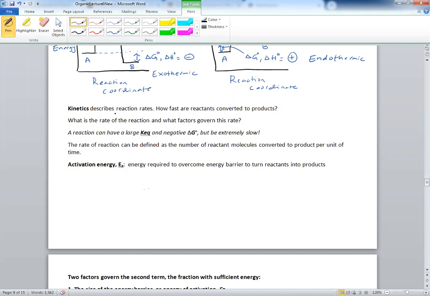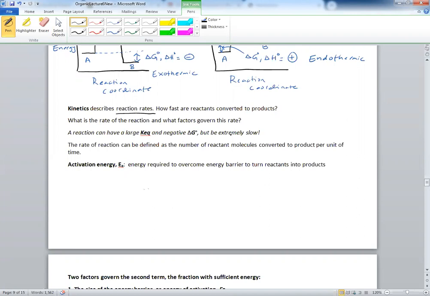Kinetics is not interested in how stable the products are relative to reactants. That's not the question that we ask. We ask these kinds of questions: how fast are reactants converted to products? So how fast is your reaction rate? What is the rate of the reaction and what factors govern the rate?